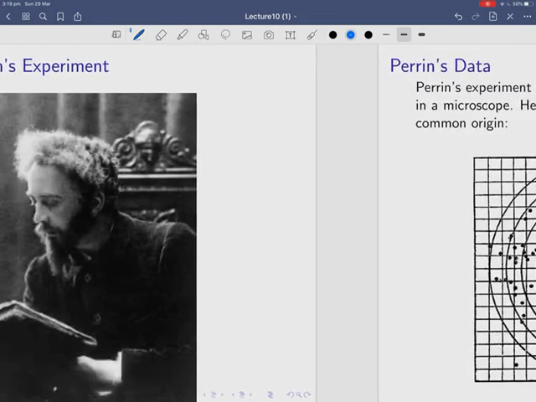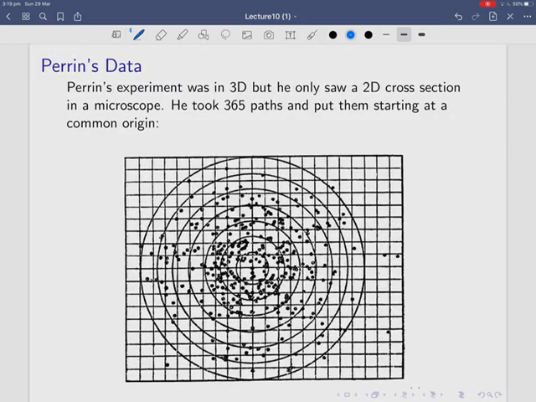So there's Perrin again. Let's look at diffusion. So let's look at Perrin's data. Perrin's looking down a microscope at these particles moving around, and so his experiment's in 3D. He's got a drop of water which is in 3D, but he only sees a 2D cross section in a microscope, of course. So he took 365 paths. And he translated them so they all started at a common origin. So when he's drawing on the piece of paper, he says, oh, that one started there, that's my origin. And he just draws the dots where they got to. And he draws them out for different radii, rho. This is rho.